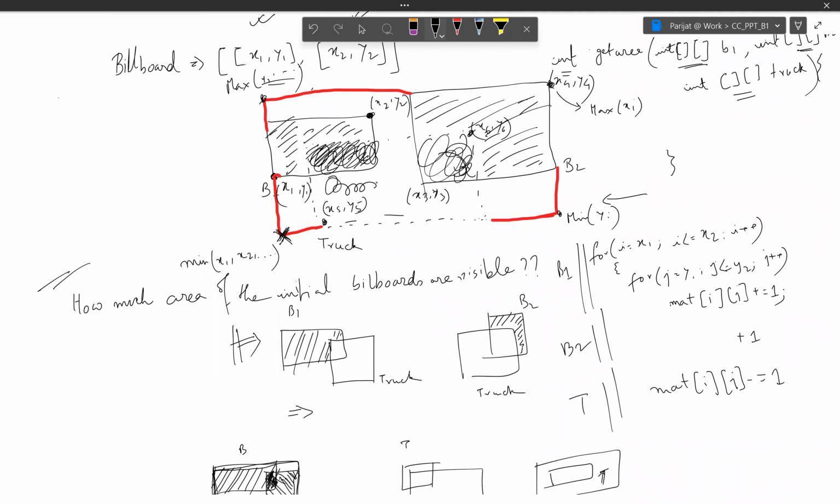These values will all become -1, which the truck has but the billboard doesn't have. So only these places will be left with +1, this side and these places. So you search the whole surface, that is the min of the x's to the max of the x's, and the min of the y's to the max of the y's, and the number of cells that have +1, that is the area of the original billboards that are visible to you.